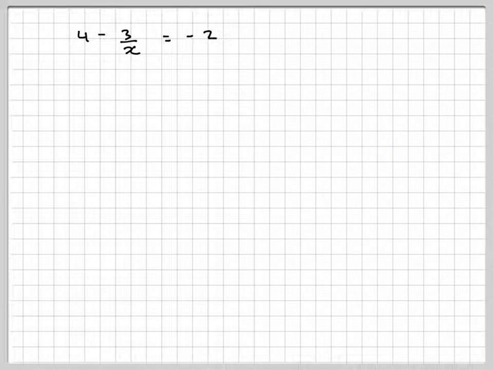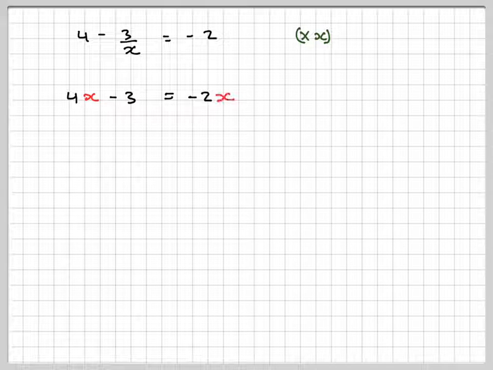The last question, 4 minus 3 over x is equal to minus 2. What makes this equation difficult? The x is here in the denominator. However, if we multiply every term through by x, so we get 4x. Now when we multiply this term by x, we get minus 3x over x. It just leaves me with minus 3. And that's equal to, and you must remember to also do it to the other side, minus 2x. So whatever we write down here, we are doing to both sides of the equation.